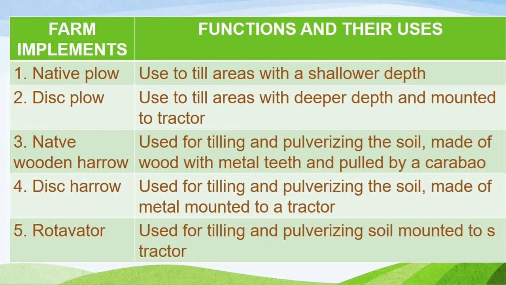Number 2, disc plow, used to till areas with deeper depth and mounted to a tractor. Number 3, wooden harrow, used for tilling and pulverizing the soil, made of wood with metal teeth and pulled by a carabao. Number 4, disc harrow, used for tilling and pulverizing the soil, made of metal and mounted to a tractor. And number 5, rotavator, used for tilling and pulverizing soil, mounted to a tractor.